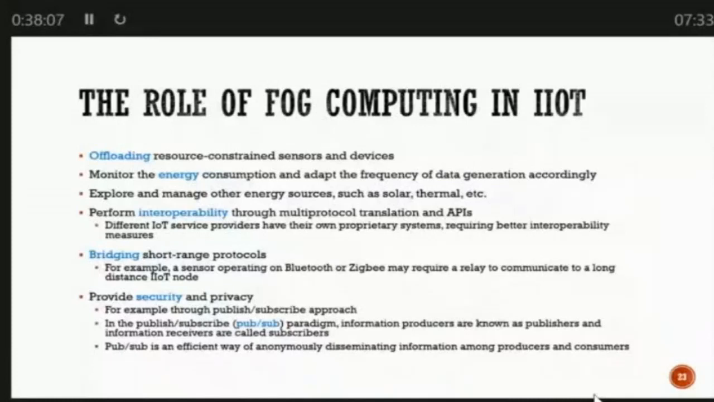Another benefit of fog computing in industrial IoT is bridging short-range protocols. I have a device that can send data only to a certain range, and I have to extend that range because I have a larger industrial setting. How is it possible? It's possible through a nano data center, a fog gateway that can receive the data and then relay it to the next hop.